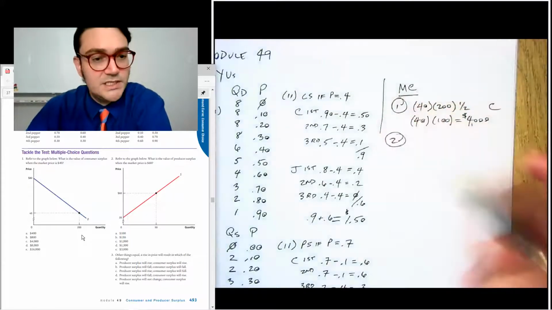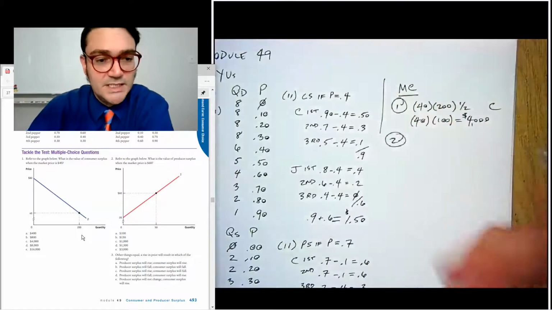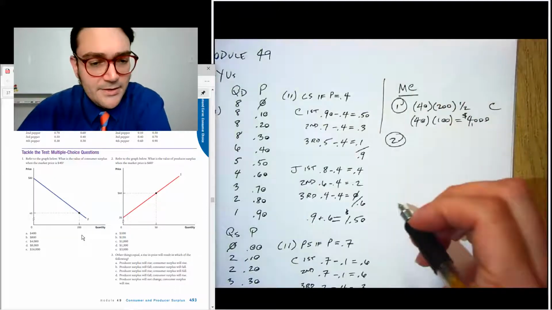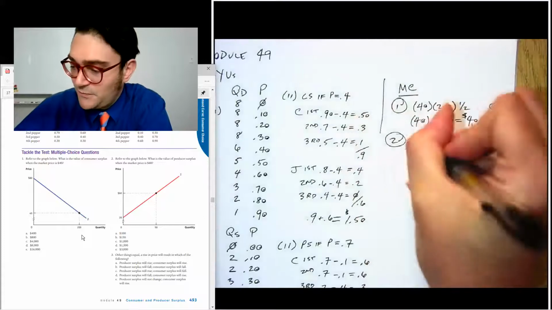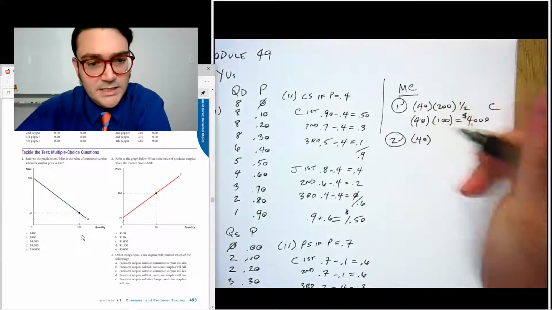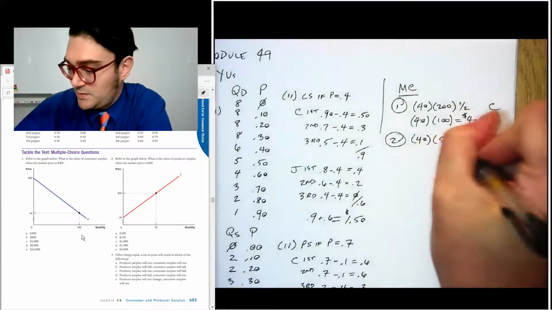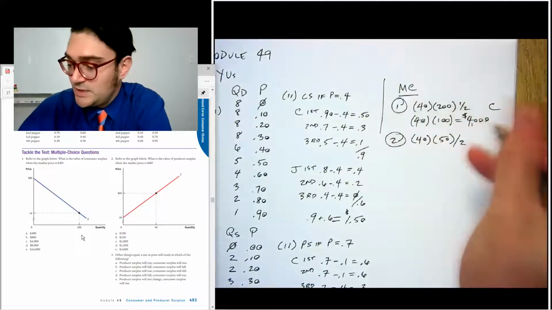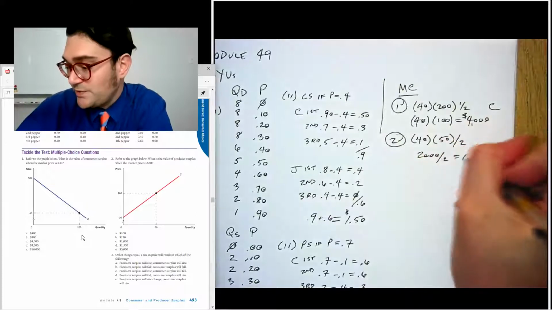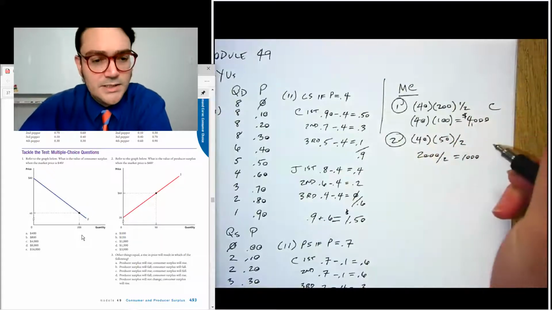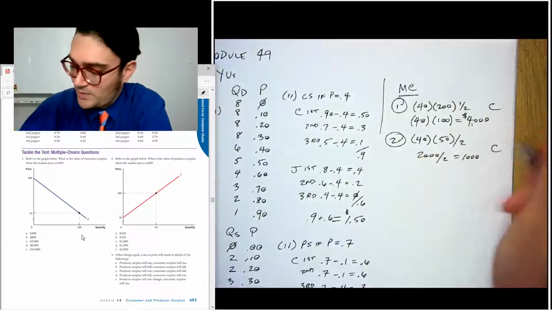Number 2 says producer surplus if the market price is 60. So again, base times height divided by 2. So we have 40 is the height times 50 divided by 2. And so that's 2,000 over 2, which is 1,000. And so that would be C again.